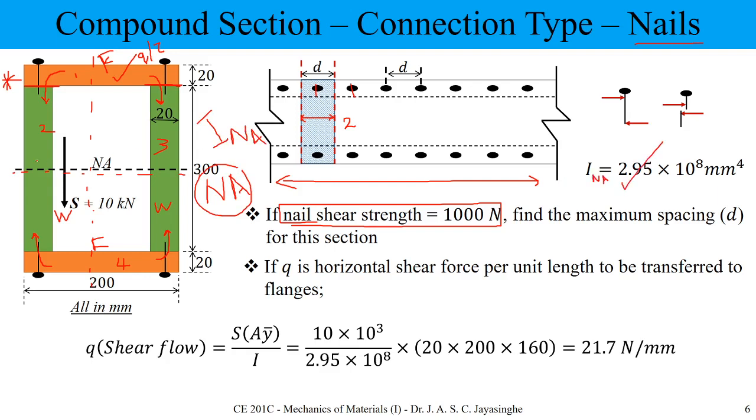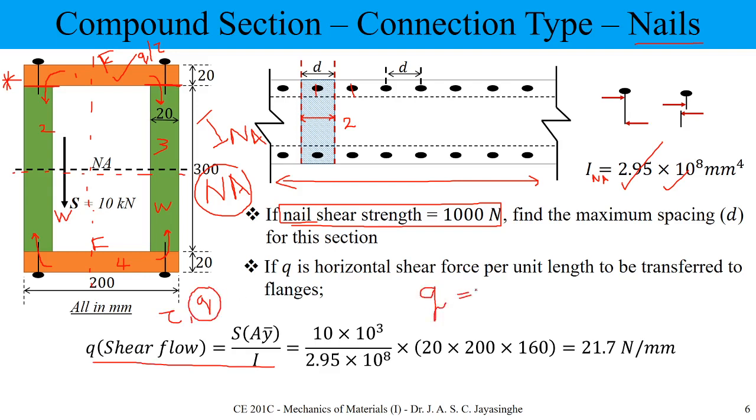Here of course you can use the parallel axis theorem, and you can find the bigger rectangle I about this axis and the small rectangle about this one, and remove it, or any other way you can do it. If you know this, you just need to use the shear flow equation. You can find the shear stress or shear flow, both are fine, but here I am going with shear flow. What is the equation for shear flow?